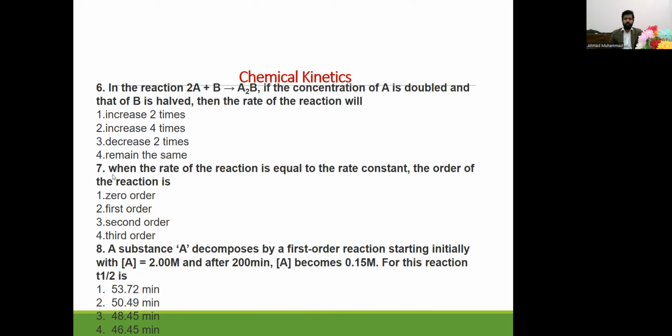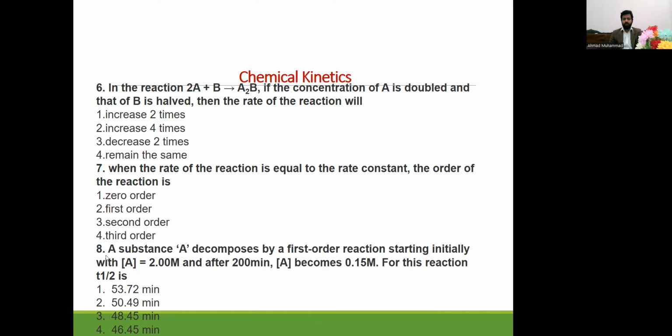So, if we move to question number seven, when the rate of reaction is equal to the rate constant, then the order of reaction is zero order, first order, second order, or third order reaction. So, what will be the right option? Because we are talking about the rate of reaction being equal to the rate constant, the reaction will be a zero order reaction.